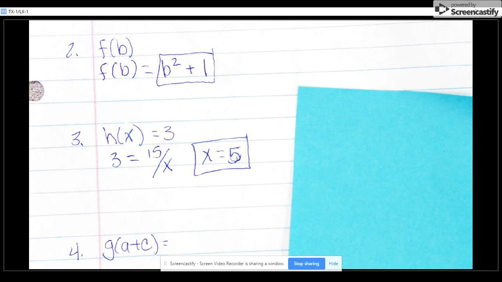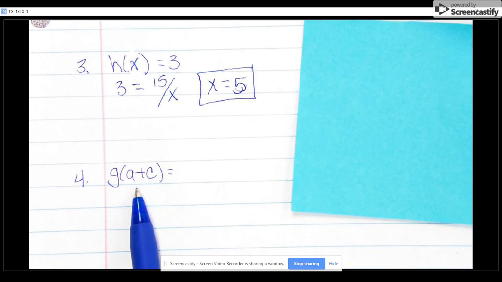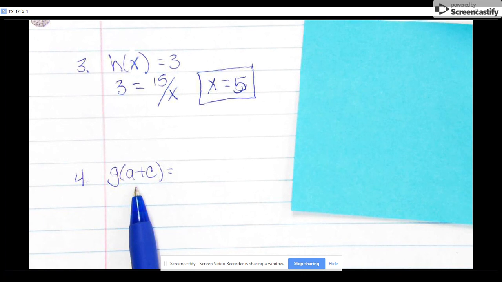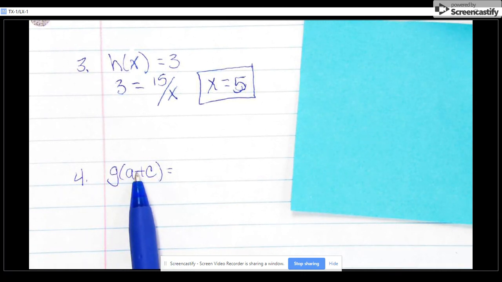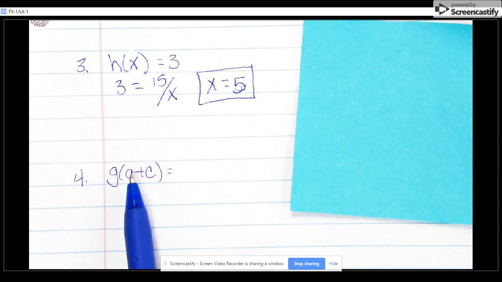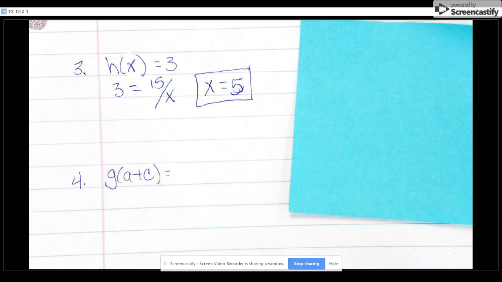Okay, we have a few more. I know you can do this. Continuing on. Sometimes you see 2 letters in there. Uh-oh. Looks a little scary, but don't worry. You definitely can do it. Because all that we're going to be doing is replacing x with a plus c and then simplifying. That's the same thing that we did in problem 1 and problem 2.